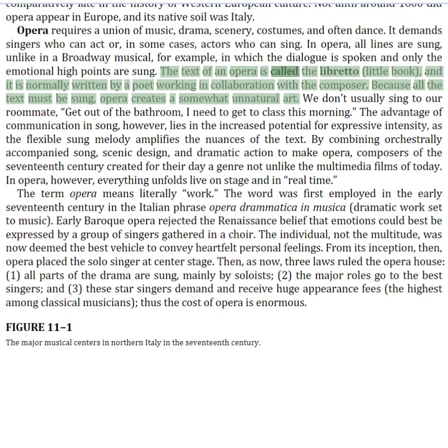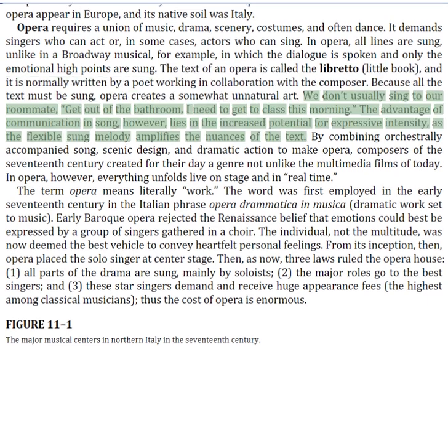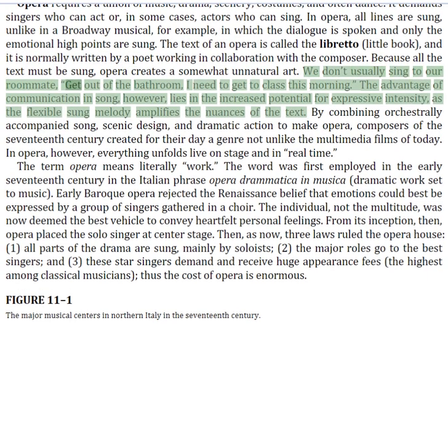The text of an opera is called the libretto, and it is normally written by a poet working in collaboration with the composer. Because all the text must be sung, opera creates a somewhat unnatural art. We don't usually sing to our roommate, "Get out of the bathroom, I need to get to class this morning." The advantage of communication in song, however, lies in the increased potential for expressive intensity, as the flexible sung melody amplifies the nuances of the text.